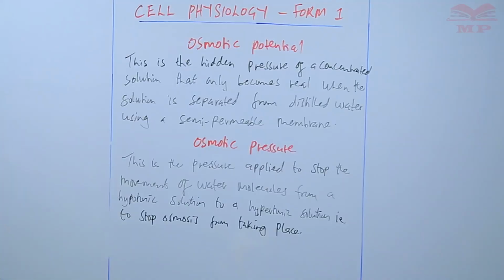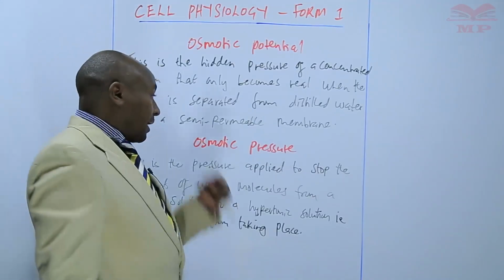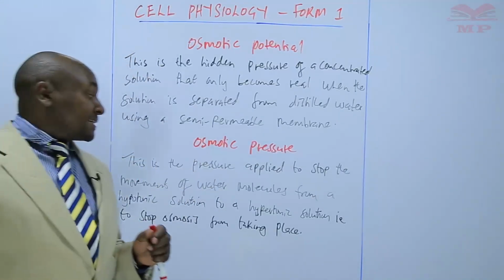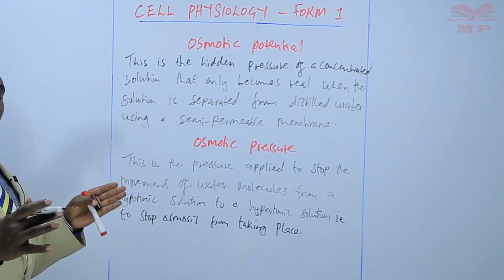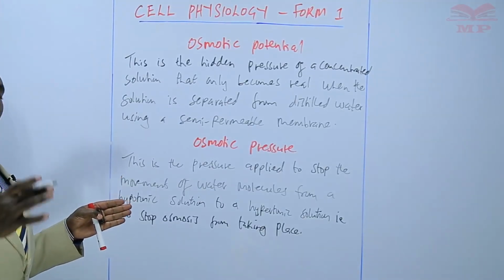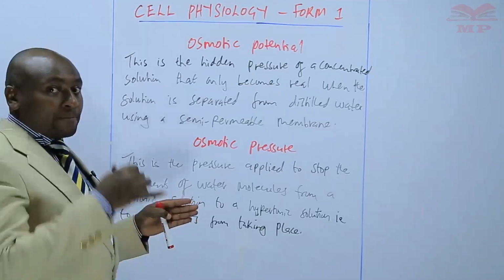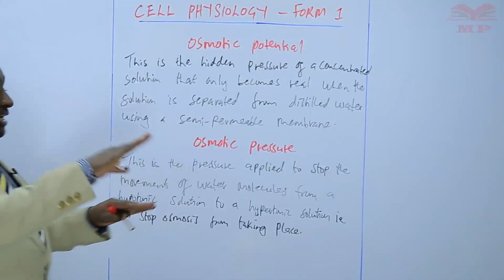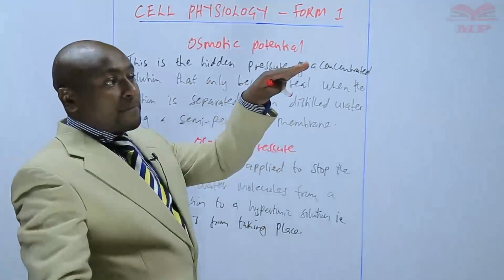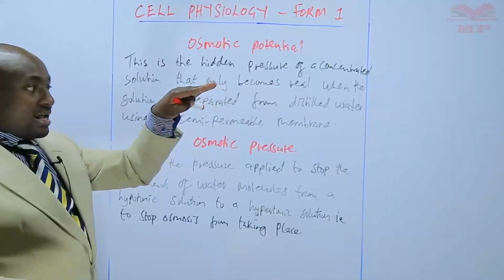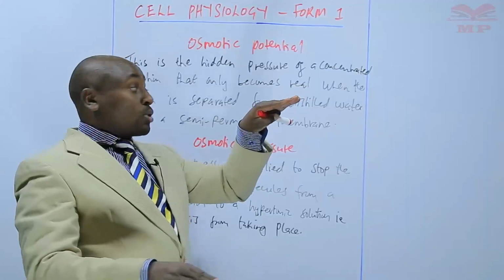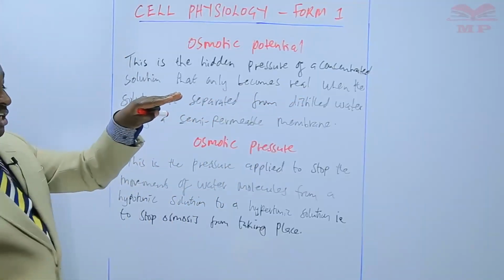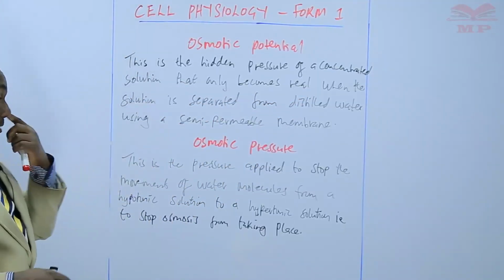And what determines the osmotic pressure? The osmotic pressure is determined by how different the two concentrations are. What is the concentration gradient between the two solutions? So if the difference in concentration between the two solutions is very high, then of course the osmotic pressure will also be very high. So you need to apply a lot of pressure to stop osmosis from taking place.